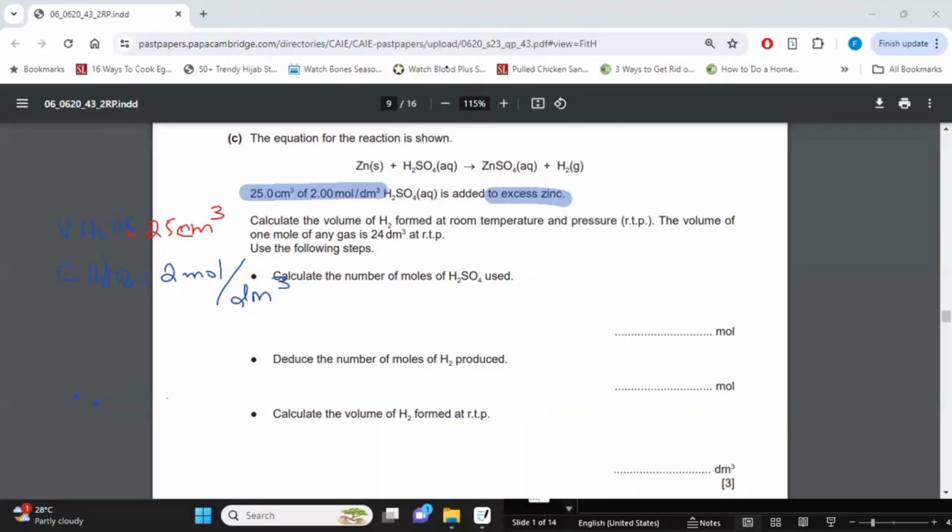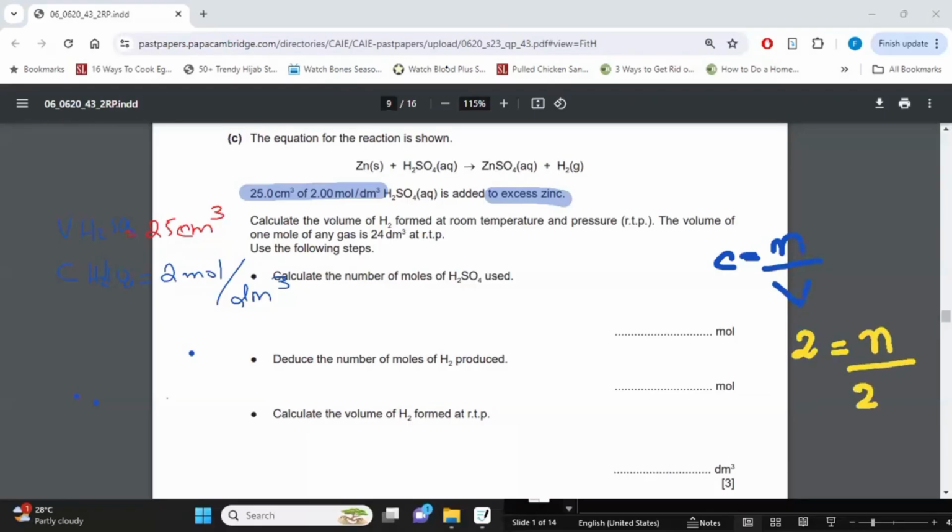Okay, let's go ahead. They're saying calculate the number of moles of sulfuric acid. First thing you guys are going to do, oh, sulfuric acid is a liquid. What was the formula that my teacher taught me? Yes, concentration is equal to moles over volume. So this is the formula you're going to use. The concentration provided to you is 2 mole per dm cube. We do not know what are the moles of the acid. The volume given to you is 25.